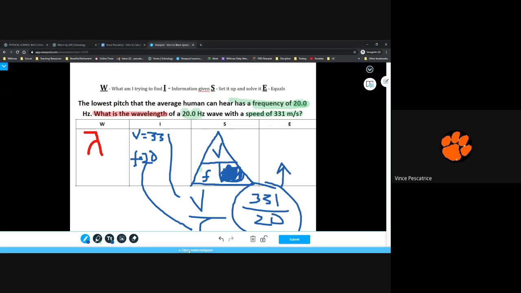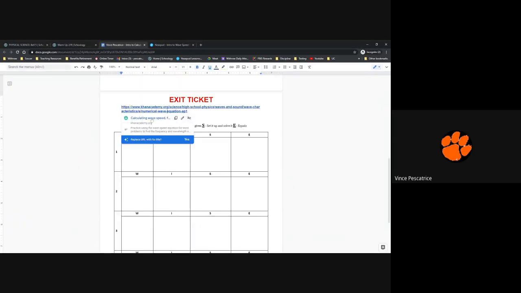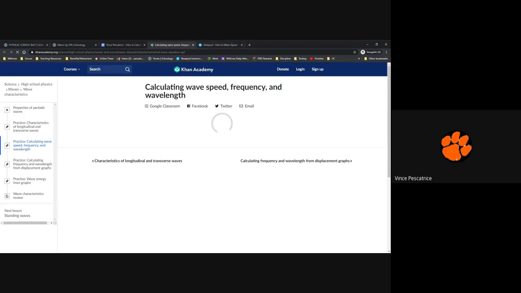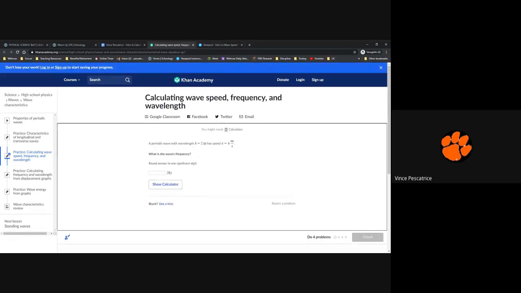So for the exit ticket, I'm going to put it up on your screen for the Nearpod in a second, but it's also on the notes. In the notes at the bottom, here's your exit ticket. It's going to take you to a Khan Academy page. Everybody's problems might be different, but all I'm looking for is the step-by-step.